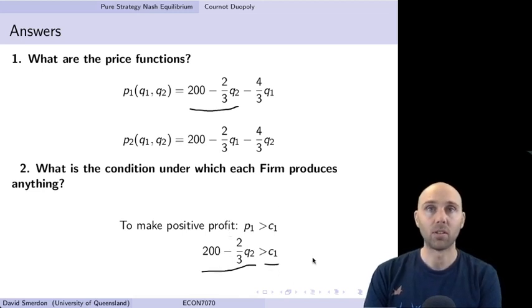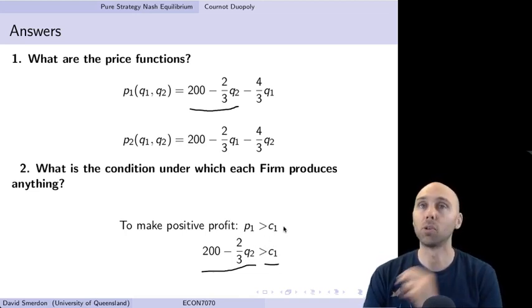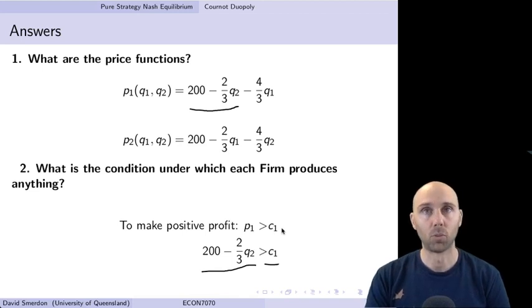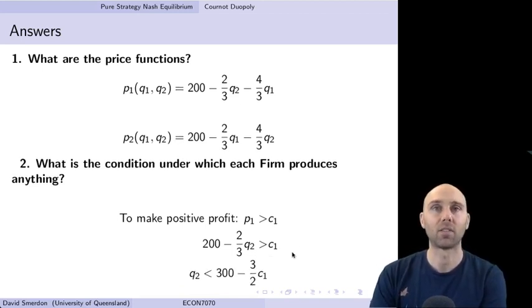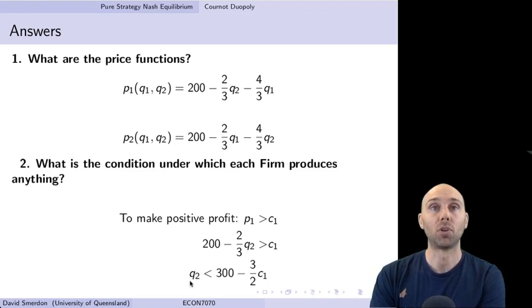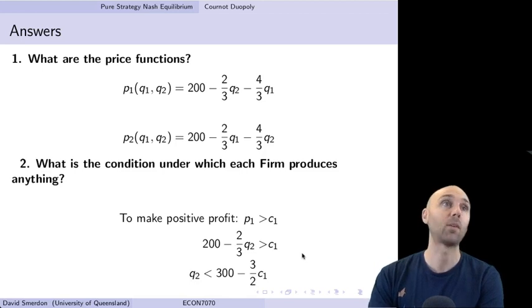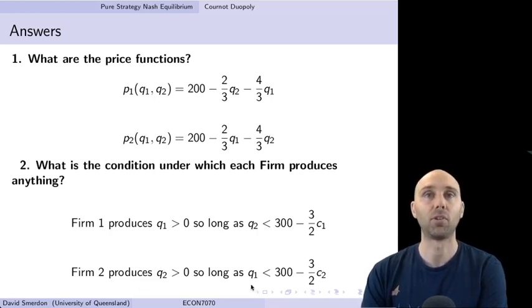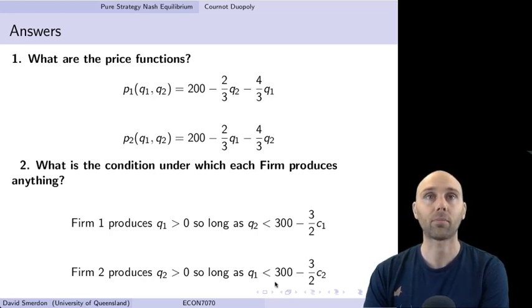So we've got this equation, but we really want this in terms of Q2. We want everything in terms of Q2 because when we write the best response function for firm 1, it will depend on what firm 2 produces. So we just want to rearrange that as follows. To make a positive profit, to produce anything, firm 1 requires that Q2 is less than 300 minus 3/2 C1. And again, we're going to have the symmetrical equivalent for firm 2. Firm 2 produces so long as Q1 is less than 300 minus 3/2 C2. All right, we're making some progress now.